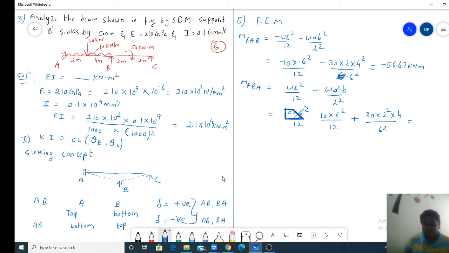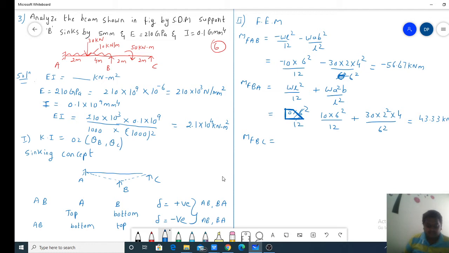square, and this turns out to be how much? Now if we calculate this value, this will be plus 43.33 kilonewton meter, right? So then this is MFBA. Now once this is done, so next is MFBC.